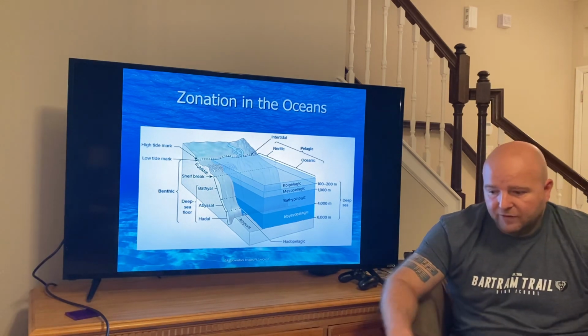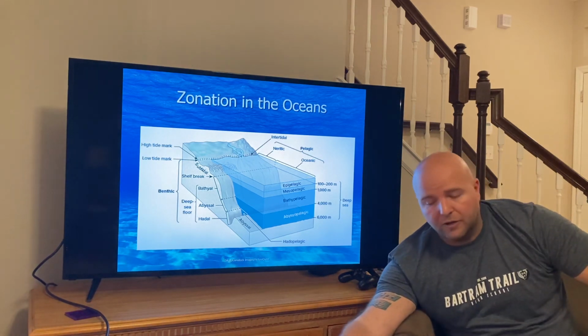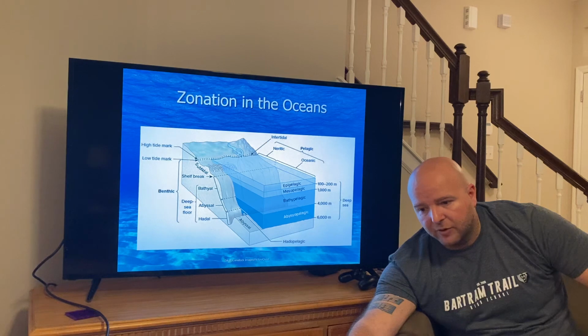So there you have it. Major ocean environments. We're going to break down ecosystems into a lot more different categories later down the road, but those are our major marine environments.